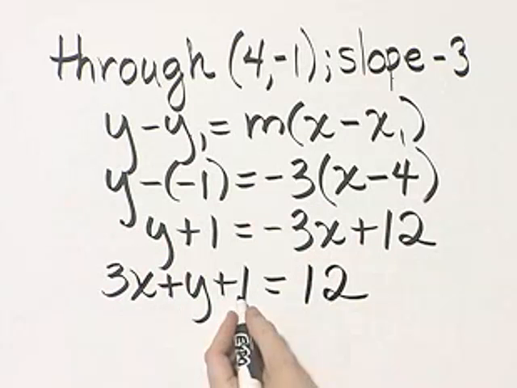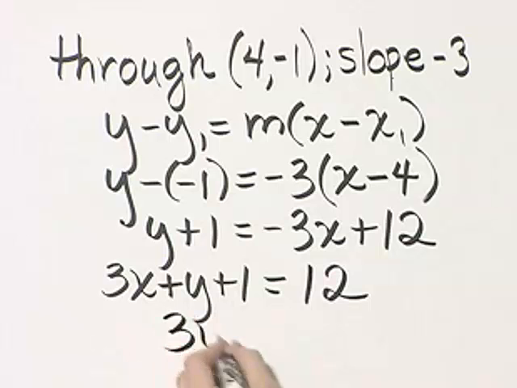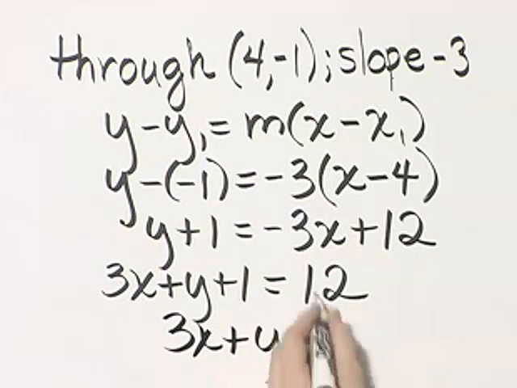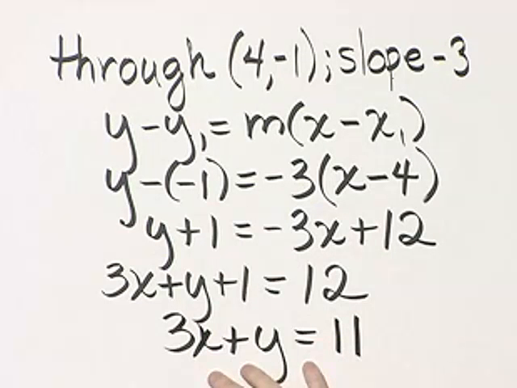And now I'll subtract 1 from both sides. If I subtract 1 from this side, I'll have 3x plus y, and then if I subtract 1 from this side, 12 minus 1 is 11. Here is my equation in standard form.